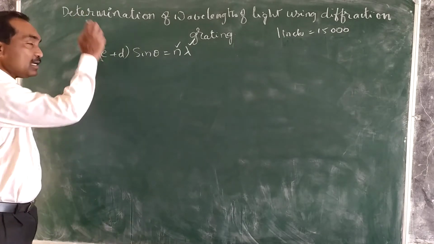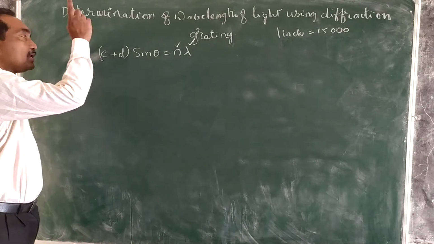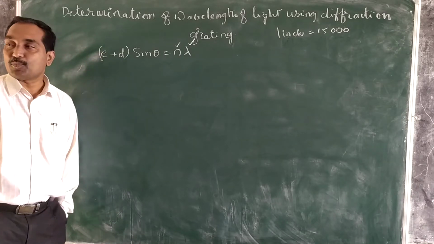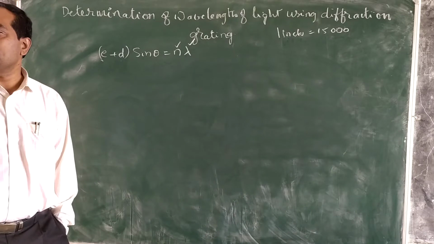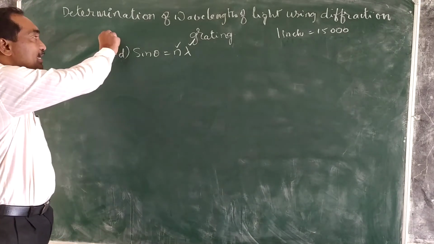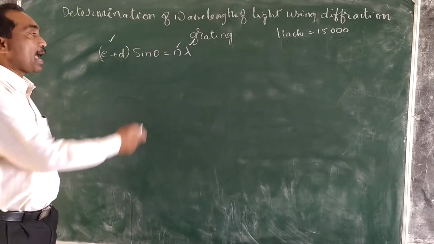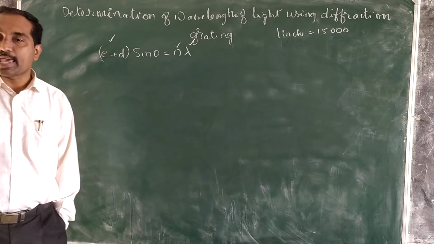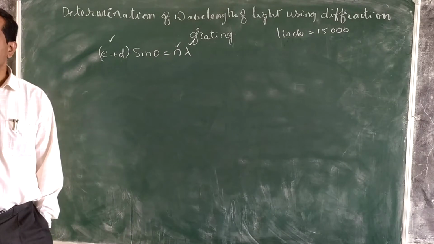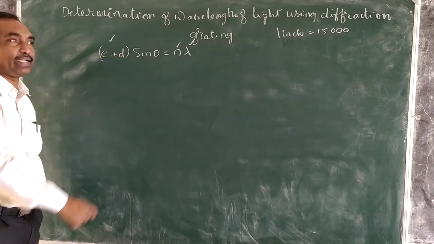And (e + d) is called the grating element. What is the grating element? Where e is the width of the slit and d is the opaque distance between two slits. So (e + d) we can calculate. n is maybe 1 or 2. If we know theta, the angle of diffraction, we can easily determine the wavelength lambda by using this principle. So first, how can we calculate this for the diffraction grating?